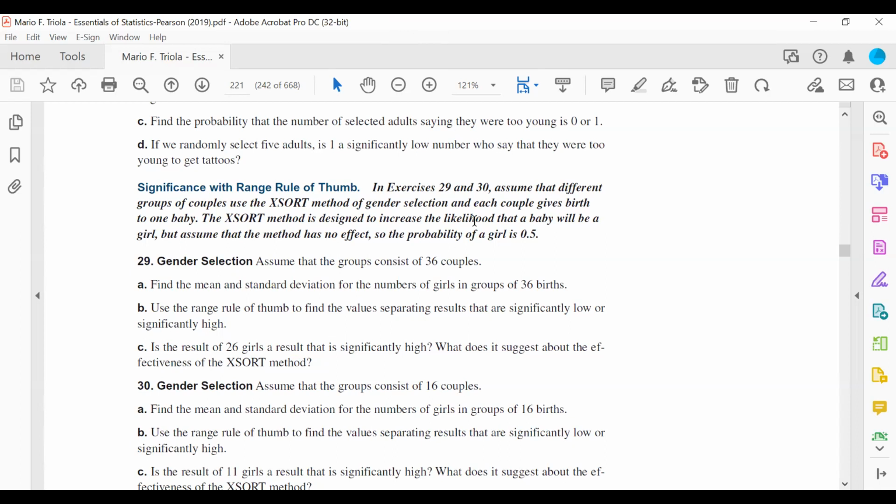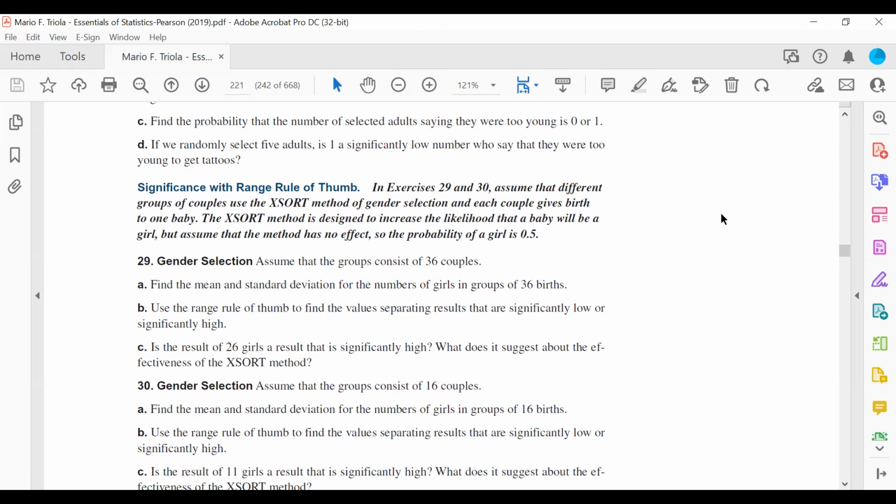So we know off the bat, number 29, that our N is 36. What is P? What is the probability of getting a boy or girl at birth? Ah, that's right. It's 0.5. Now, let's look. What does A say? A says, find the mean and standard deviation. Oh, we didn't have to find variance? All we need to do is find the mean and standard deviation.